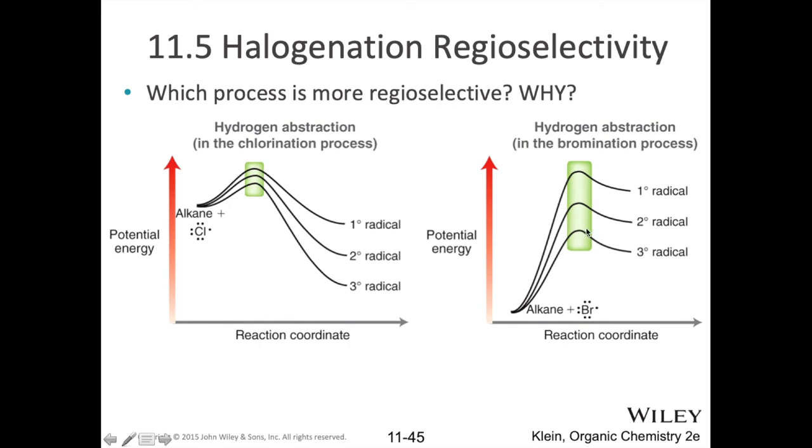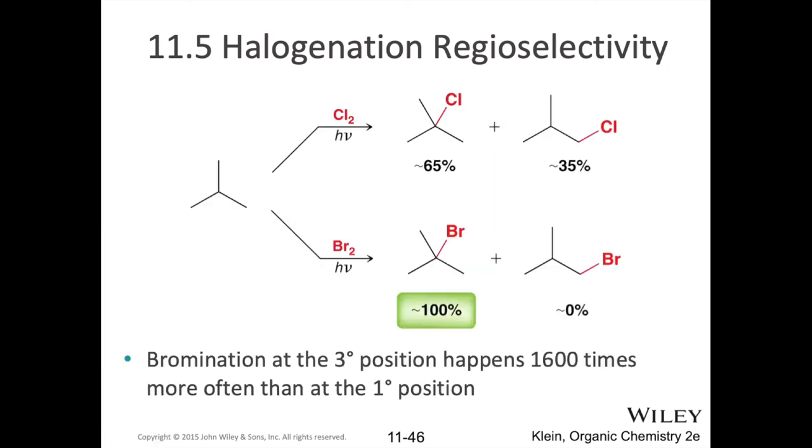But look at bromination, where we have that first step being so endothermic, right? Now we have a huge gap in energy between tertiary and secondary and primary. So you're really forcing your products through that lower energy state, right? It costs significantly more energy to try and form one of the less stable products. Okay? And that is why bromination is much, much more selective than chlorination.